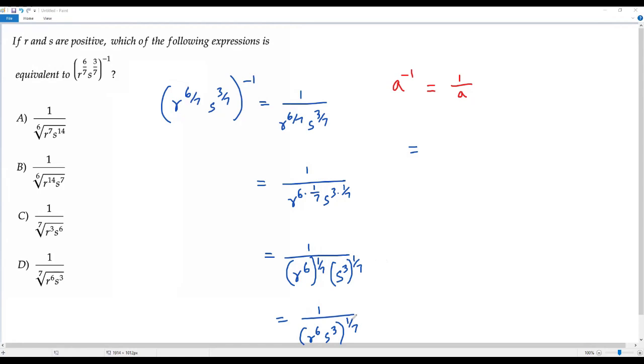Okay, here in the denominator, when I consider the exponent, it is a fraction with numerator 1. Whenever the exponent is a fraction with numerator 1, it can be written as a radical. The index of the radical has to be the denominator. Here the denominator is 7. So when I write this exponent as a radical, the index of the radical will be 7. Then we have 1 over the 7th root of r to the power of 6 times s to the power of 3. Here I got the expression that is equivalent to the given expression.